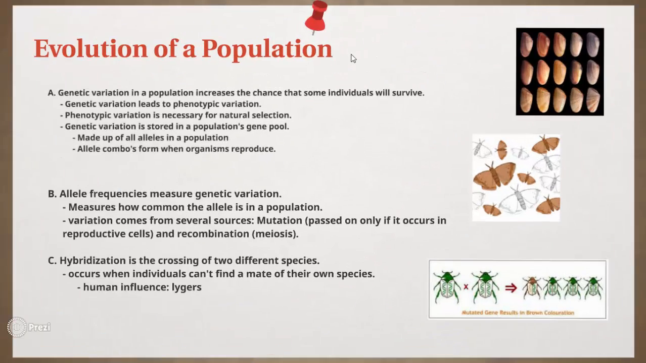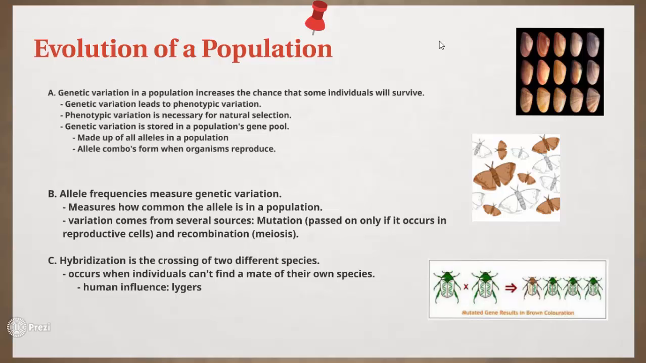Here we go. Evolution of a population. The genetic variation in a population increases the chance that some individuals will survive. Genetic variation leads to phenotypic variations, which are physical. Phenotypic variation is necessary for natural selection, and genetic variation is stored in a population's gene pool, which is made up of alleles, and allele combinations form when organisms reproduce, as we've gone over in the genetics lecture.